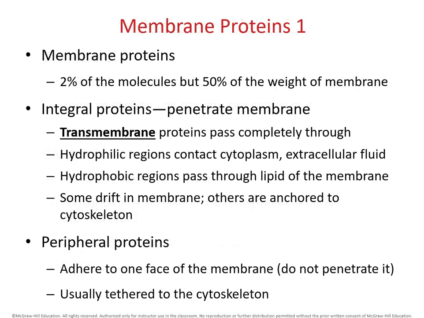So we said that 98% of the molecules in the cell membrane are lipids. So that means 2% are proteins. However, those proteins are so much bigger than any individual lipid that the proteins make up 50% of the weight of the membrane. So there's fewer of them, but they are much bigger. So we have two general types. We have integral proteins, which are also called transmembrane proteins. And I think transmembrane is easier to relate to what they do.